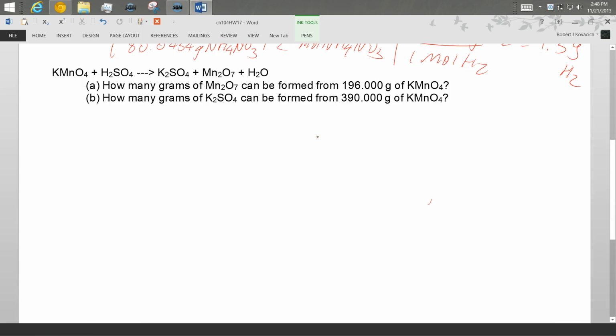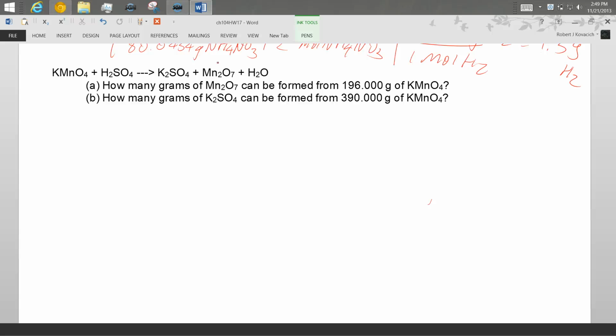Okay, let's go and do this next one. So how many grams of... What's that compound? What's this one right here? Anybody? Say again? No, can't say di. There's a metal there, right? It's an ionic compound. So it's manganese oxide, right?